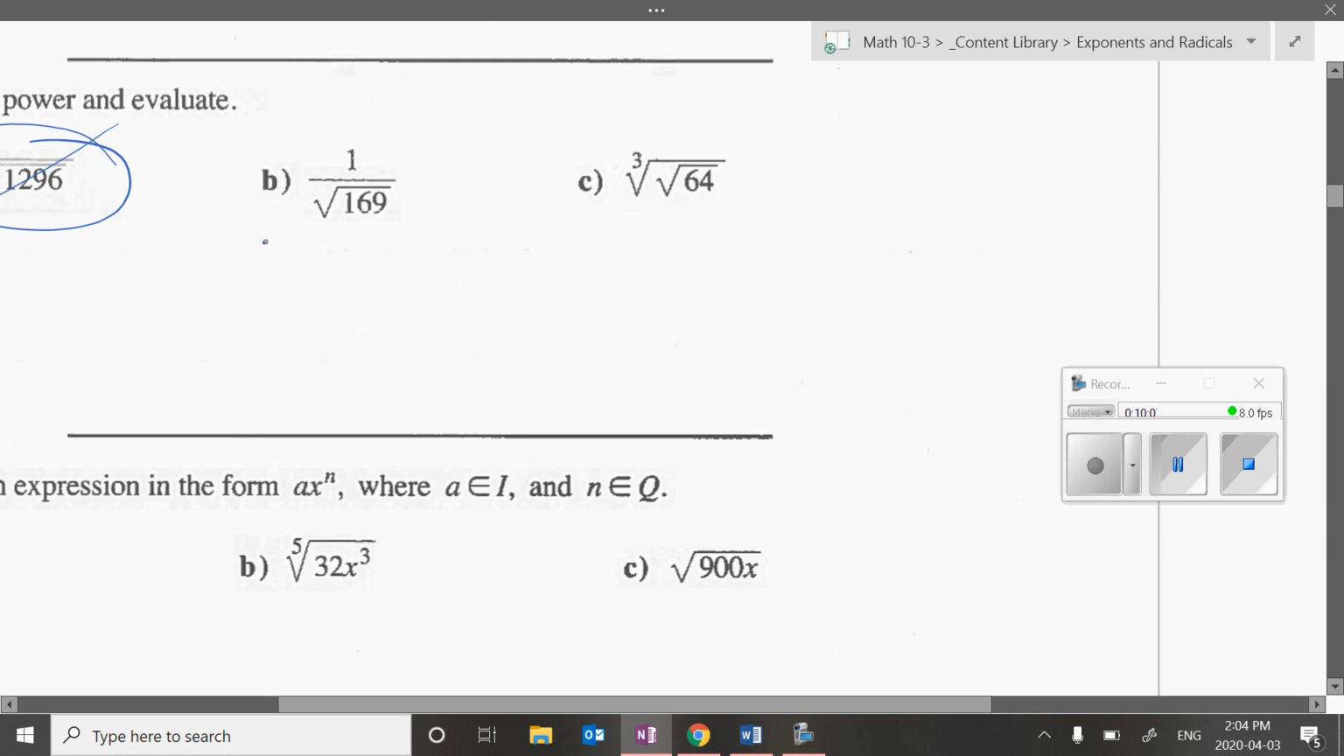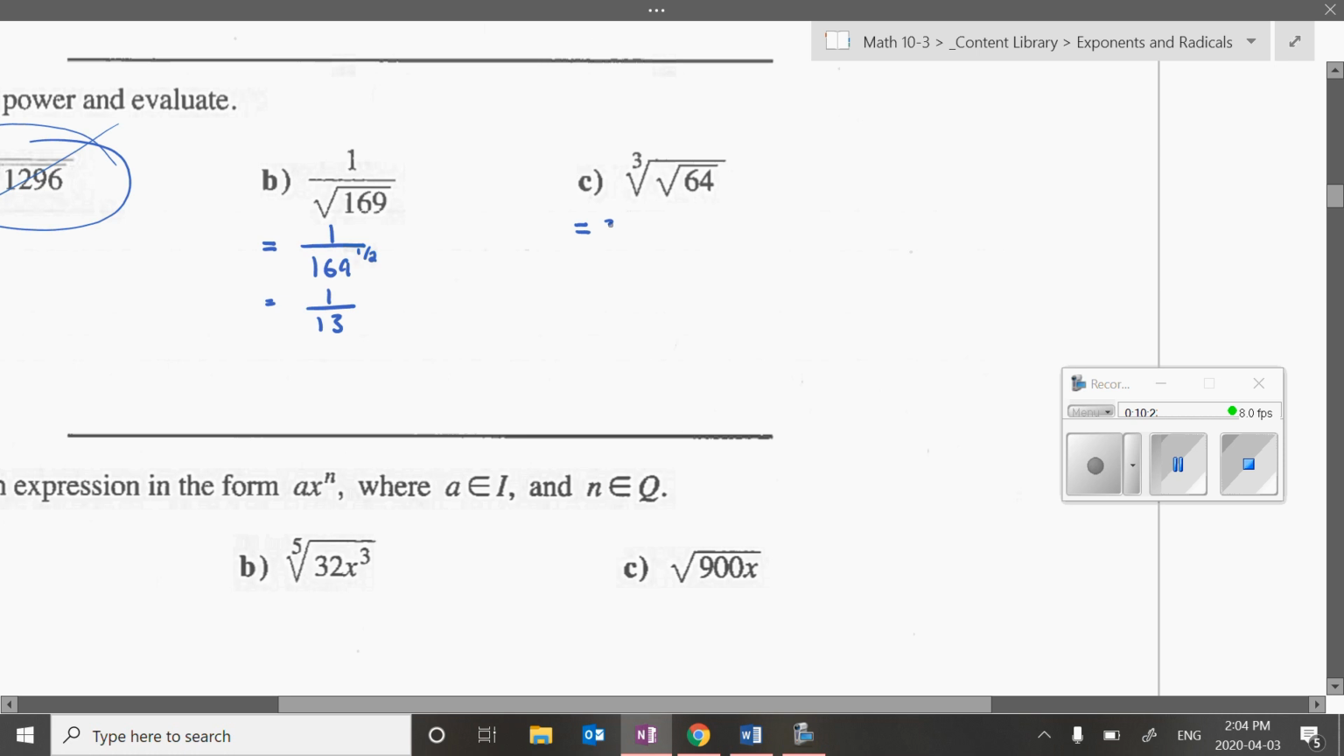So first off, the square root of 169, I hope we all know is 13, but they wanted us to write it as a power first, so this is 169 to the power of a half, which is then 13. This next one, there's a couple steps.